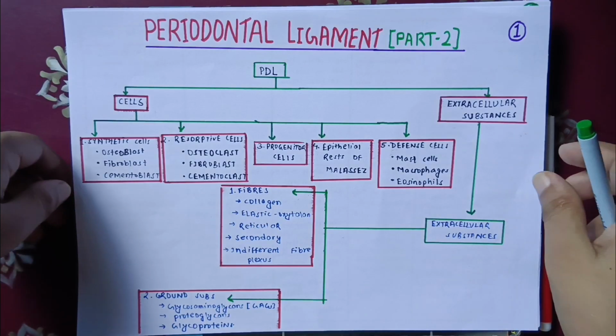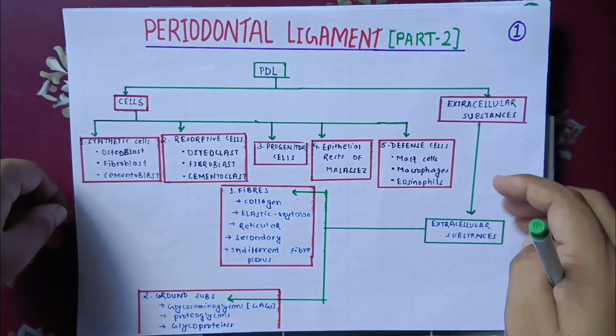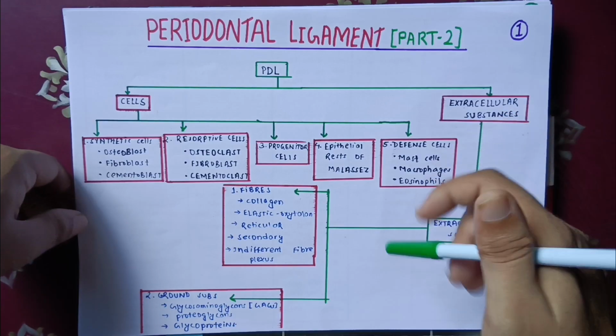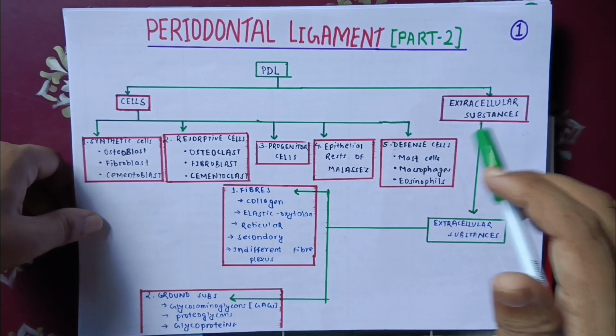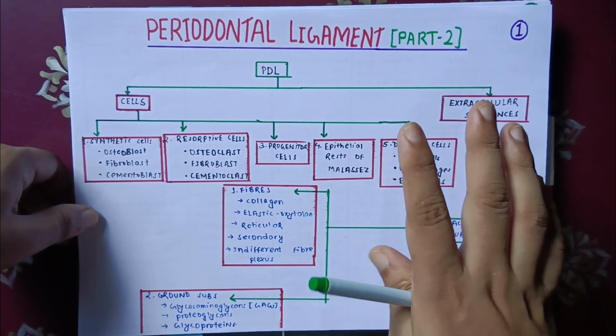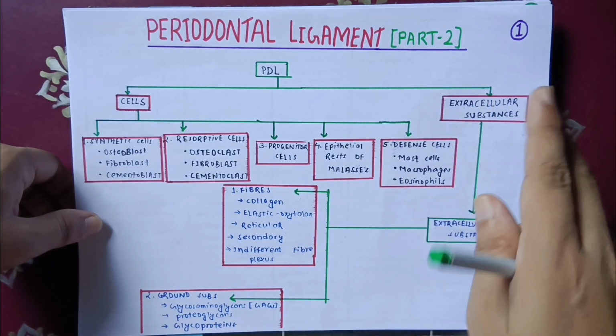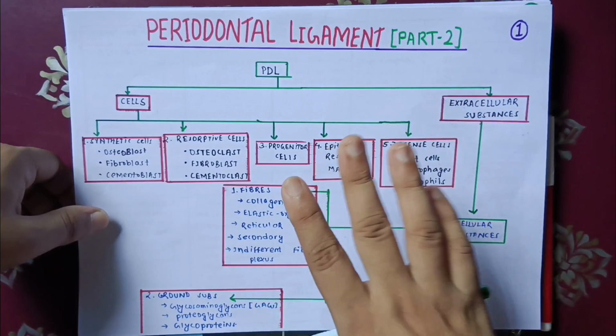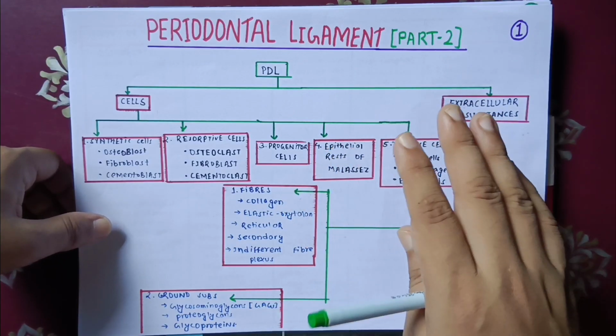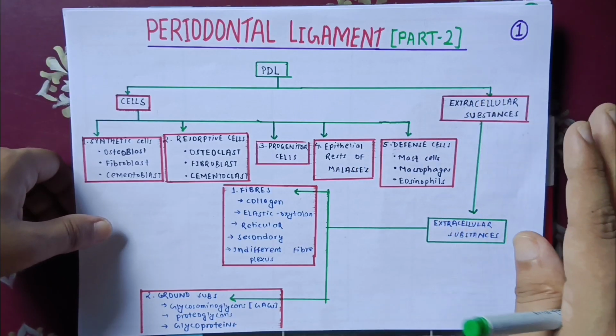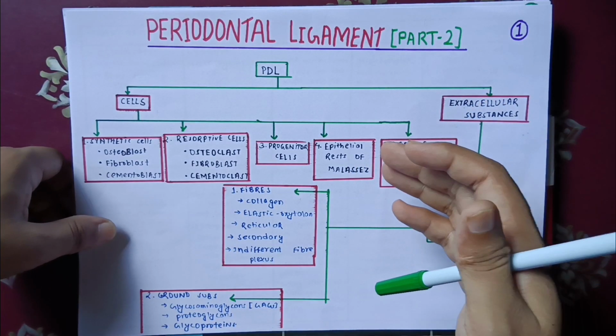So they can ask you in the theory exam to write the composition of the periodontal ligament. In such a case you can draw this flow chart. Just remember there is cell and the extracellular substance. In cell we have 5 different types of cell: synthetic, resorptive, progenitor, epithelial rests of Malassez, and defense cell. And in extracellular substance we have fiber and the ground substance.